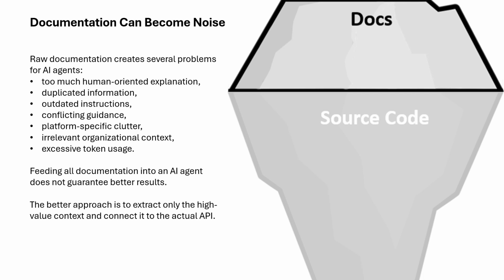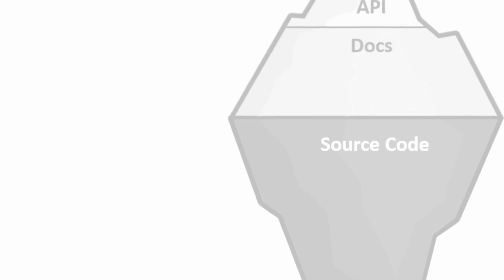For humans, this is annoying but manageable. We can search, ask questions, and interpret context. For AI, this fragmentation becomes a serious problem. If we feed everything into the model, we create noise. If we feed too little, the model misses important meaning. So Bindex does not try to consume all documentation blindly. It filters the valuable parts and connects them to the actual API.